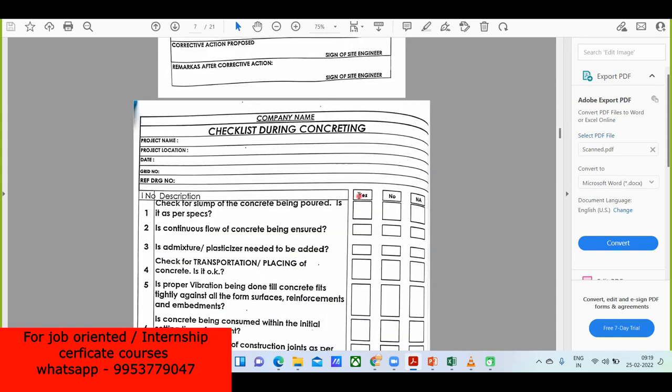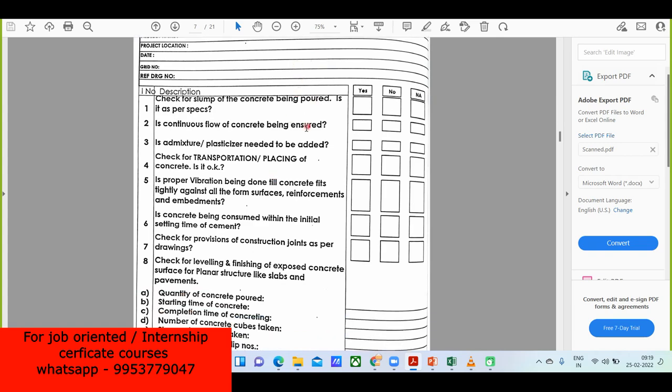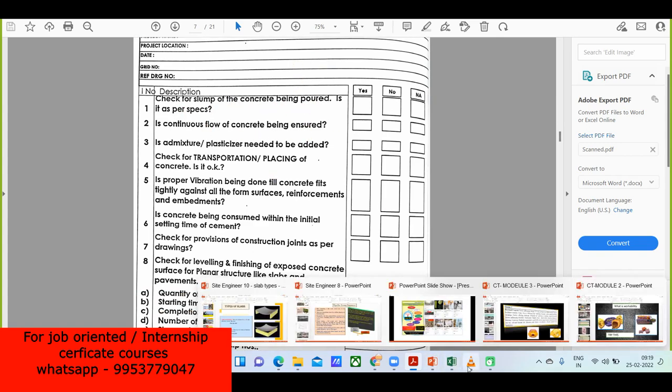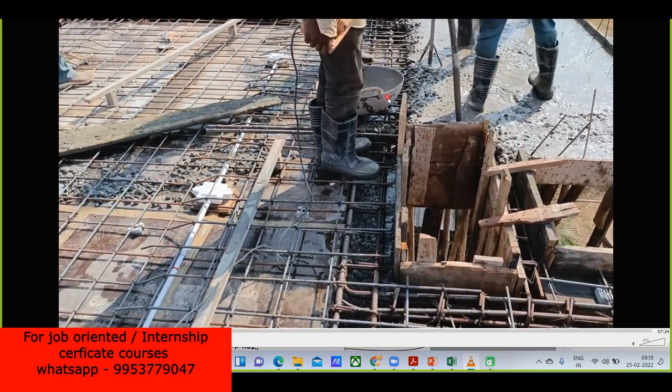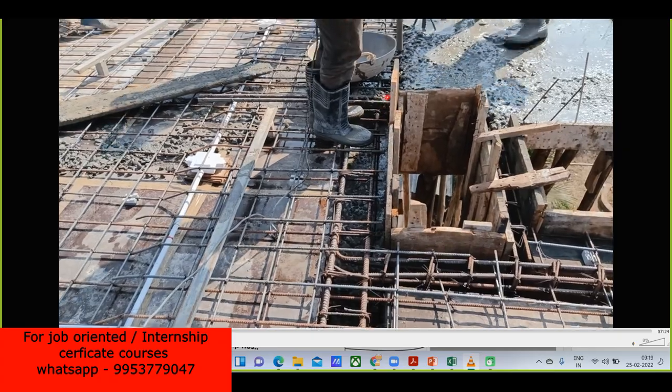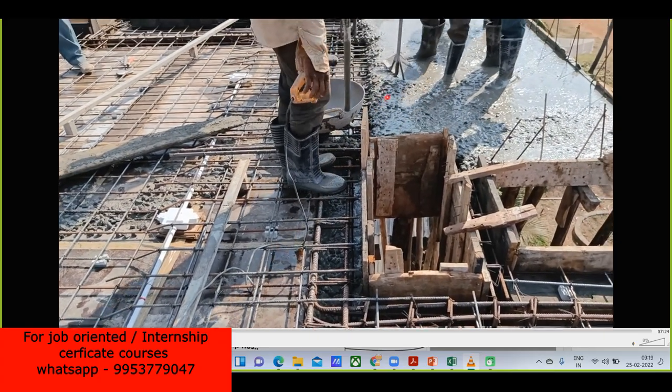Then checklist during the concreting. At the time of concreting there is also a checklist. You should check for the slump of the concrete being poured. That means, see here, you're pouring the concrete, isn't it? This guy is pouring the concrete. Now you need to check the slump of this, whether the slump, whatever was mentioned, is the same as what was etched on the site or not.